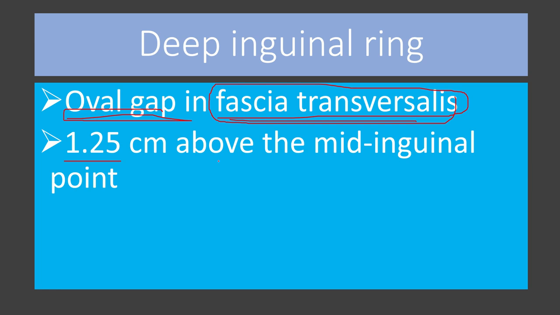It is 1.25 centimeter above the mid inguinal point. So it is located above the inguinal ligament, actually 1.25 centimeter above the mid inguinal point. This point is very important because when we examine an inguinal hernia, we can differentiate between direct and indirect inguinal hernia by pressing on this point, 1.25 centimeter above the mid inguinal point.